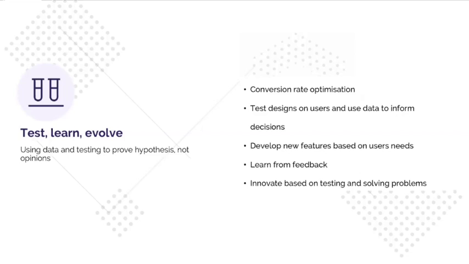We'll be doing conversion rate optimization, and again, that means looking at how many people click certain elements or how many people use certain elements, and looking at how we can optimize that further to get more people doing the things on the website that we want them and need them to do. We'll be testing our designs on users and on our customers, and using their feedback and their data to inform our decisions going forward. We'll also be developing new features based on our users' needs.